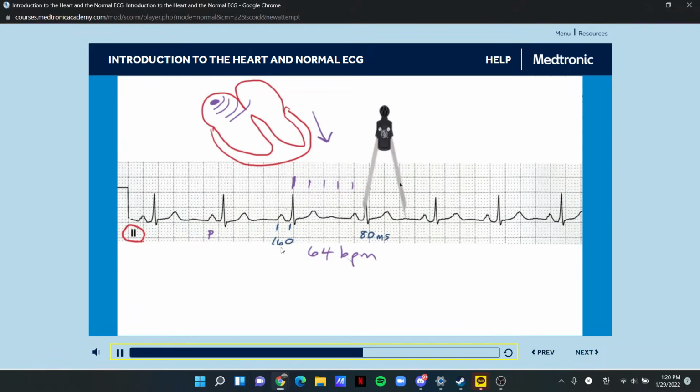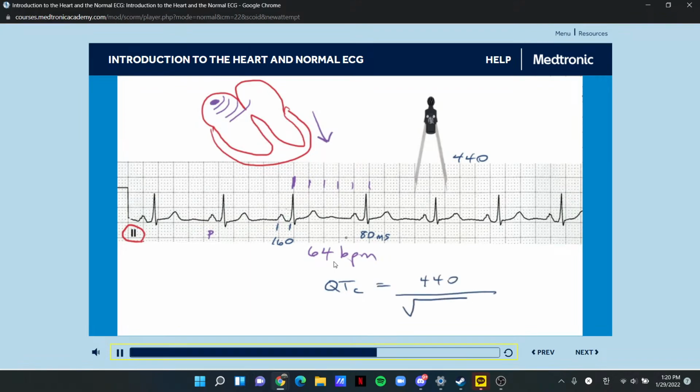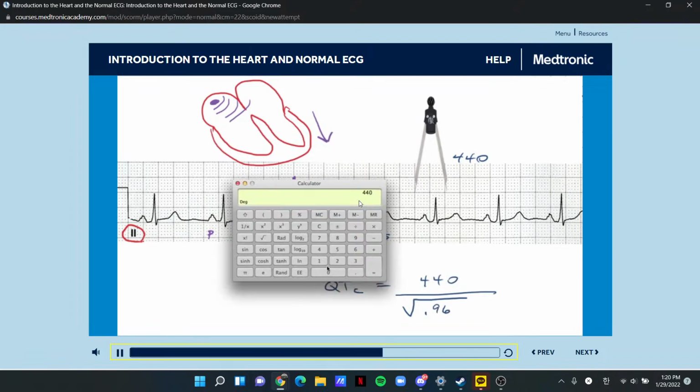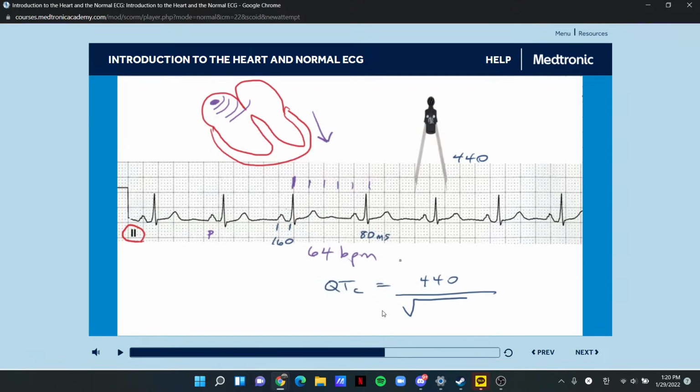You can use calipers to measure the QT interval. If we just squeeze these down and then pick them up and put the first point on a heavy line, the QT interval measures 440 milliseconds, and the corrected QT interval would be 440 divided by the square root of the R to R interval, which would be 960 milliseconds, so 0.96. 440 divided by the square root of 0.96 is 449.